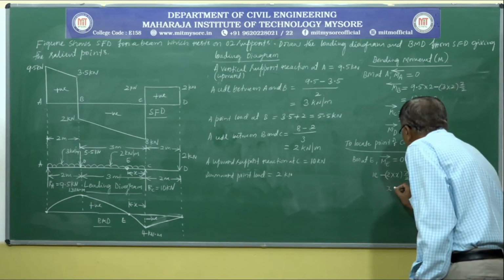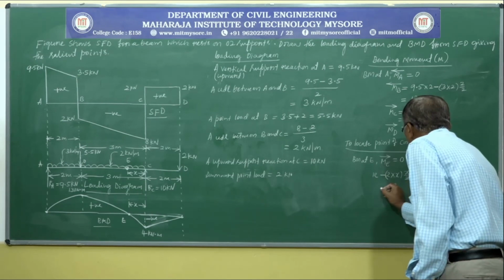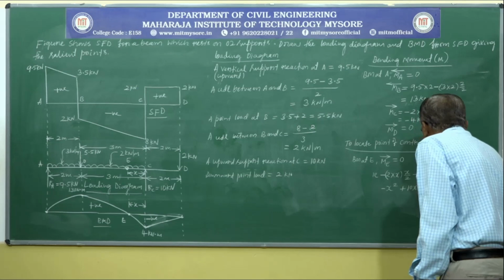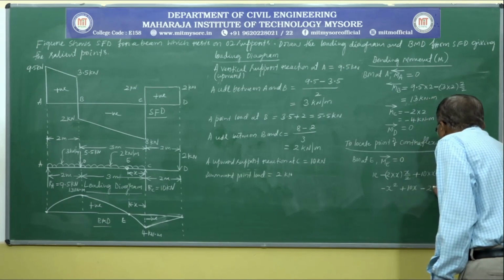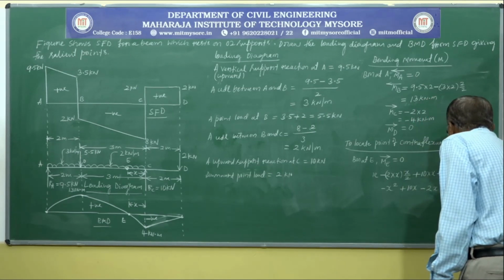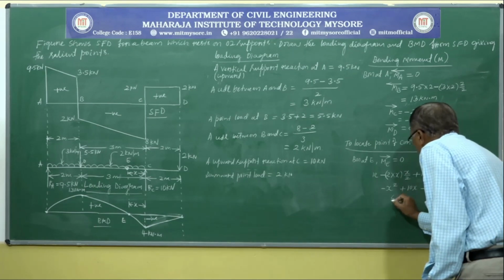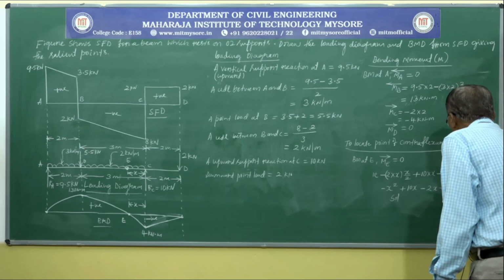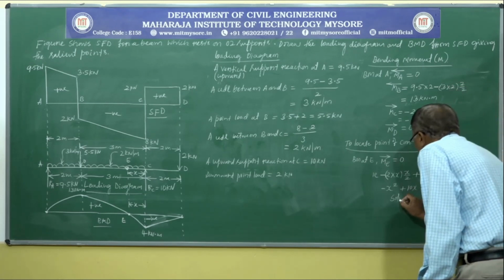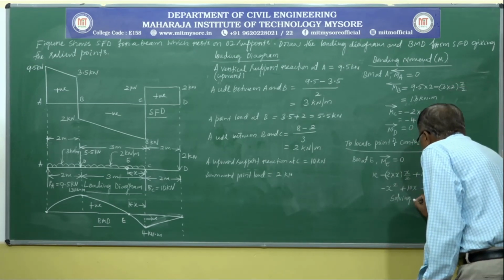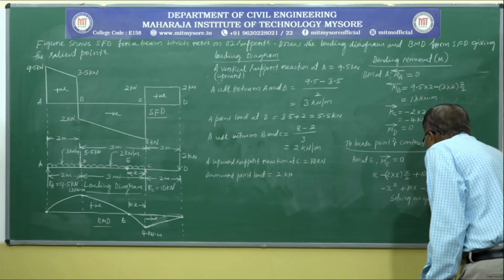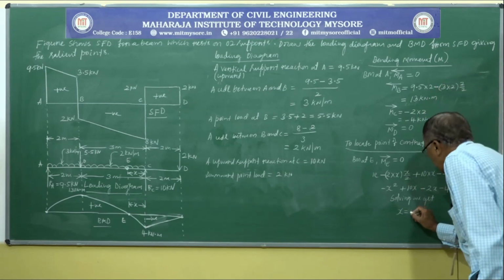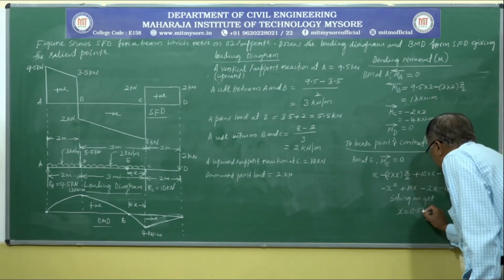So here it is minus x square plus 10x minus 2x minus 4, that is equal to 0. Solving, we get x is equal to 0.53.